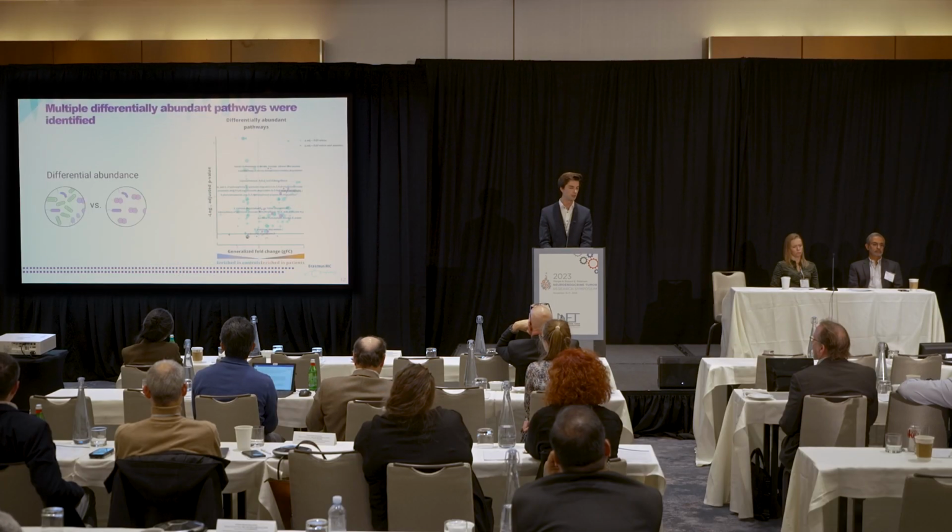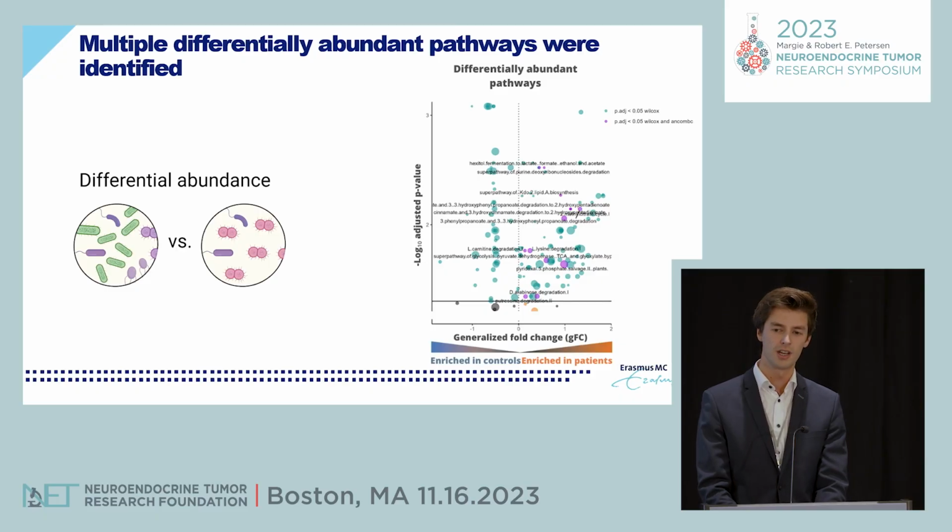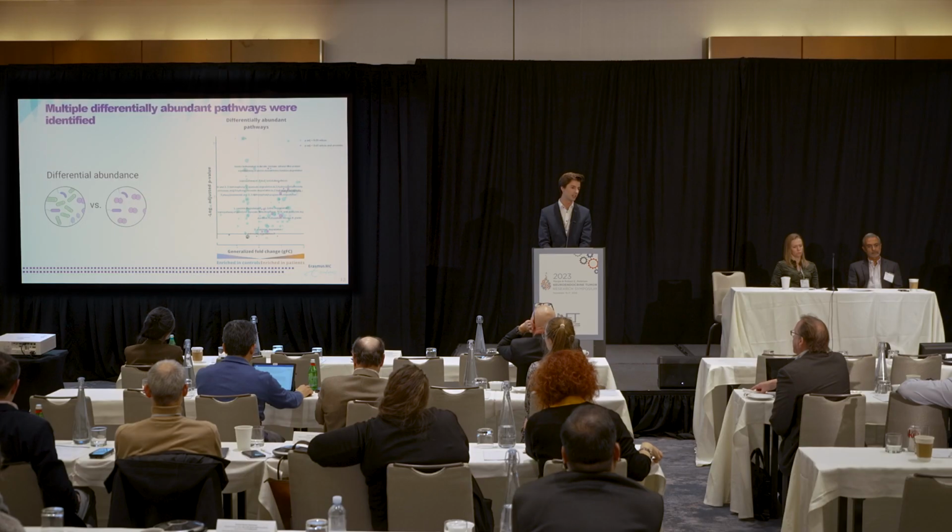And then we looked at which bacterial pathways were more or less abundant in the patients versus controls analysis, and we again saw several differentially abundant pathways, several of which have been linked to driving cancer in other cancers. So this is an interesting way of looking at this, but these findings and the findings of the differentially abundant bacterial species are purely associative, so they need to be validated with in vitro and in vivo work.